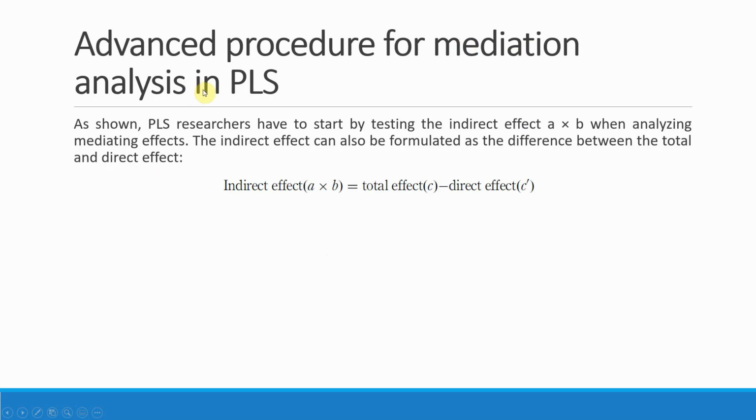Advanced procedure for mediation analysis in PLS. Now in PLS, we first test the indirect effect. And what is your indirect effect? It is the multiplication of path A with path B. And in formula, we can express it as the difference between total effect and your direct effect. And we refer to this in our figure 1. So your indirect effect is total effect, that is C without the mediator, minus direct effect C complement in presence of mediator. So your direct effect is the impact of IV on DV in presence of the mediator, denoted by a C complement.